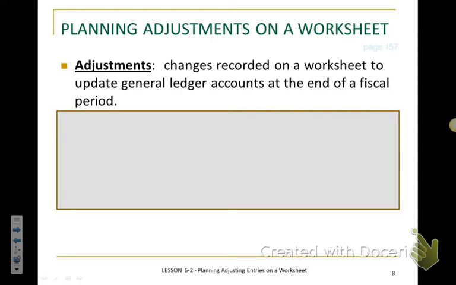No. Okay. All right. So we need to do what's called an adjustment. Because our balance in our bag, or what we call balance on hand, is different than the balance in our ledger, we have to do an adjustment to bring our ledger up to date with what we've got on hand. Okay? So we call these adjustments changes that are recorded on the worksheet to update the ledger accounts at the end of a fiscal period.